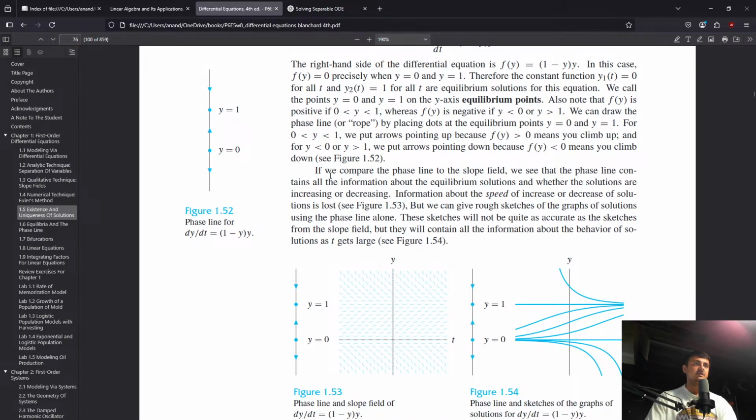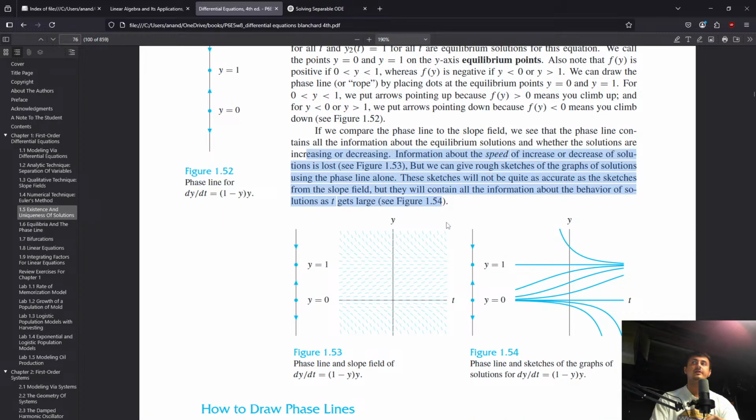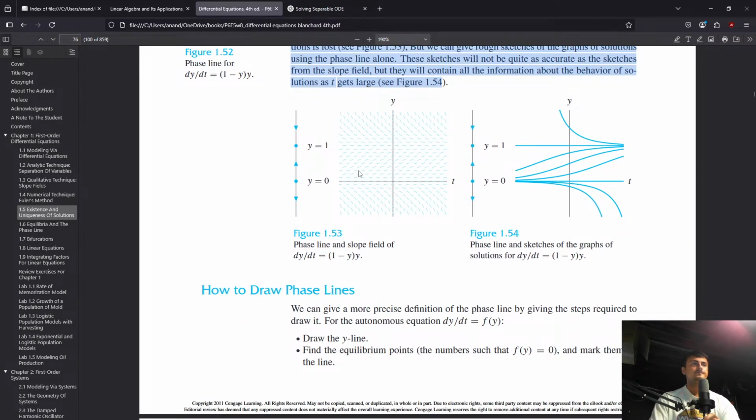If we compare the phase line to the slope field, we can see that the phase line contains all of the information about the equilibrium solutions and whether the solutions are increasing or decreasing. Information about the speed of increase or decrease of solutions is lost, but we can give rough sketches of the graph of solutions using the phase line alone. These sketches will not be as accurate as the sketches of the slope field, but they'll contain all the information about the behavior of solutions as t goes to infinity.